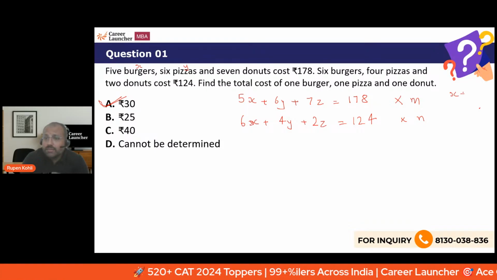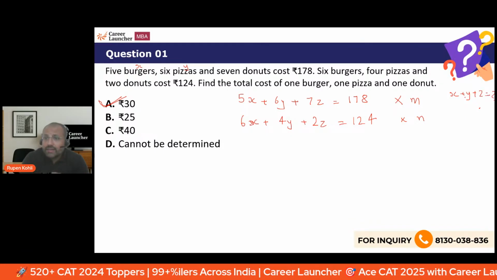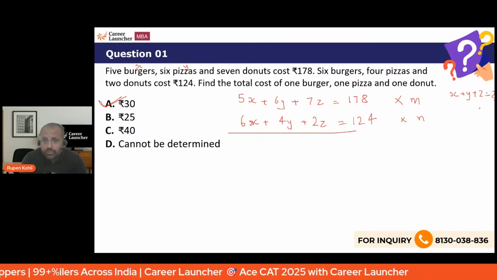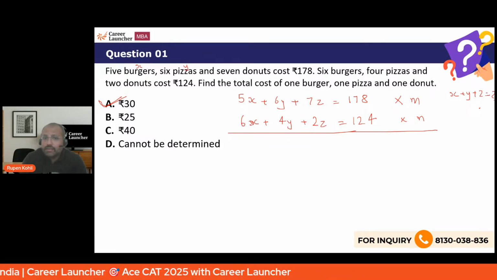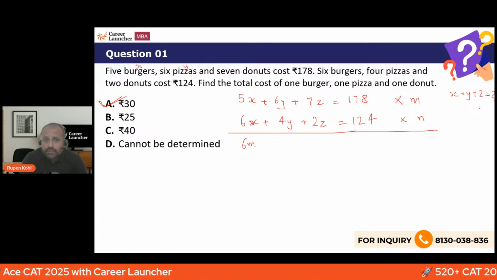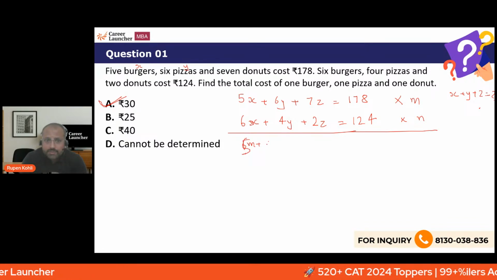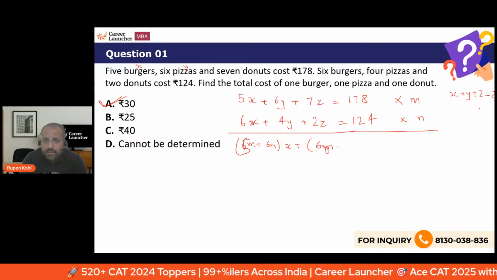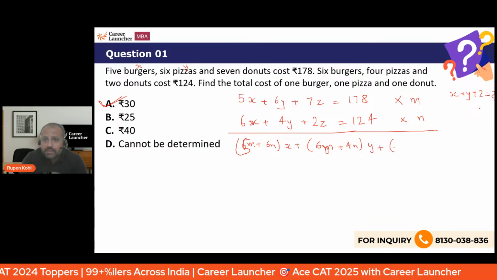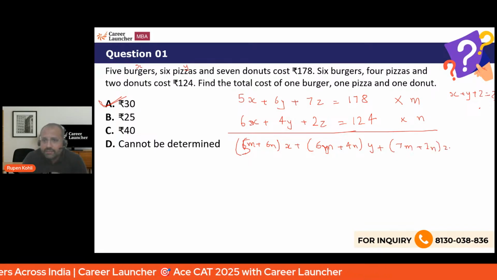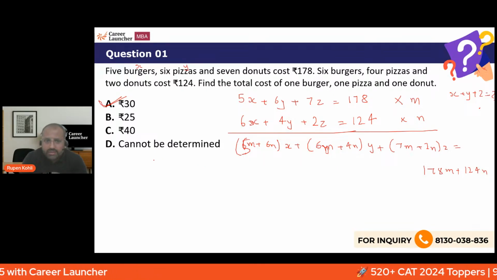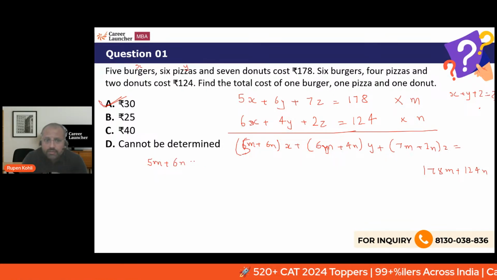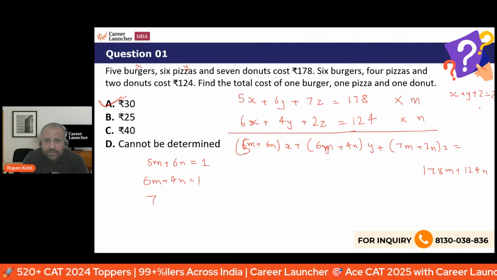You need the value of x plus y plus z. So the coefficient of x, y and z should be each 1. On doing this, first equation into m plus second equation into n, you basically get a single equation, which is (5m plus 6n) into x, plus (6m plus 4n) into y, plus (7m plus 2n) into z equals 178m plus 124n. And then you put the constraint that we need the coefficients to be 1 for all three variables. So 5m plus 6n, 6m plus 4n, as well as 7m plus 2n need to be 1.